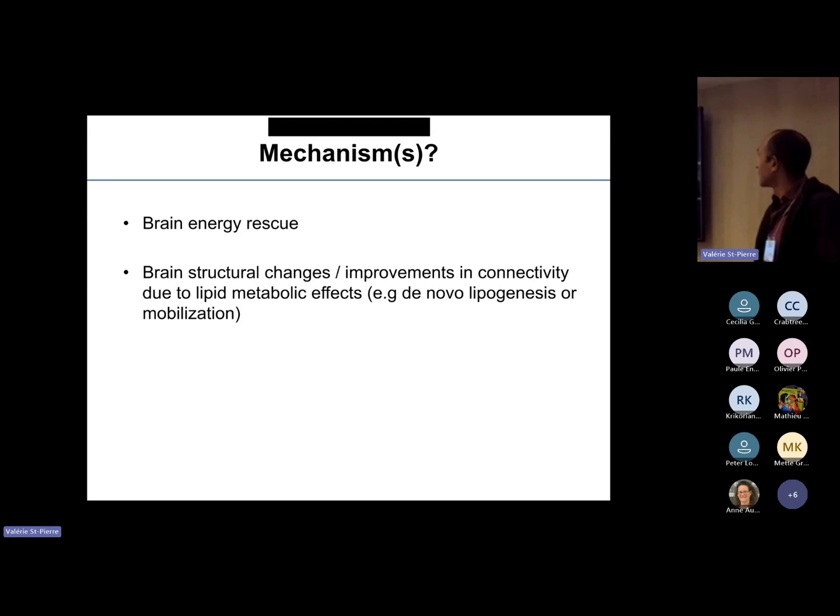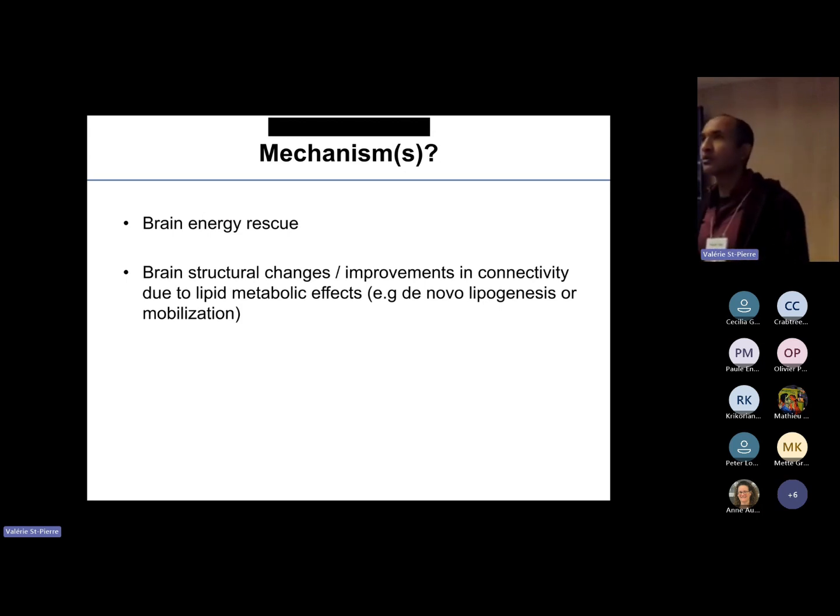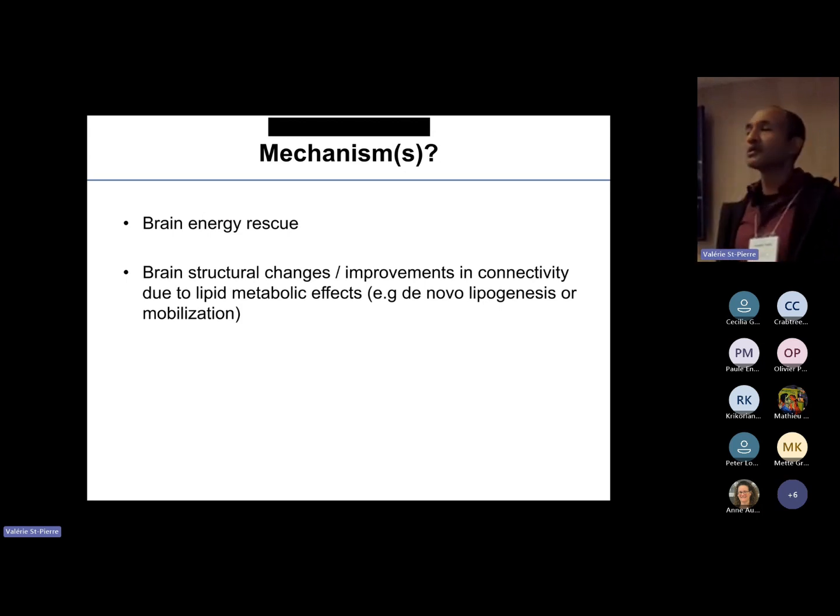I always think when we're dealing with dementia and Alzheimer's and MCI even, I don't think there's one thing happening at a time. In fact, if you want to target them, I think the system benefits from a multi-targeted approach because it's a very complicated disease and it requires a complicated solution. So we can think of the brain energy rescue as one mechanism.